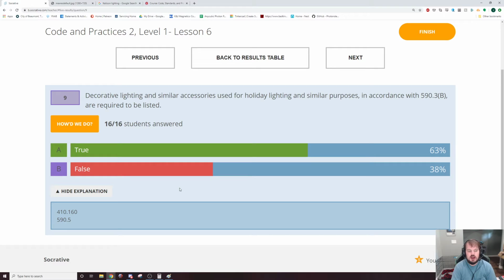Okay, we talked about this. 410.160, I will look that up just for sanity's sake. 410.160, that's got to be near the back. Listing of decorative lighting. So yeah, if you looked up, I bet lighting decorative in the index. Lighting decorative 410, that is Roman numeral 15. 410 Part 15, and it's the only thing in Part 15.